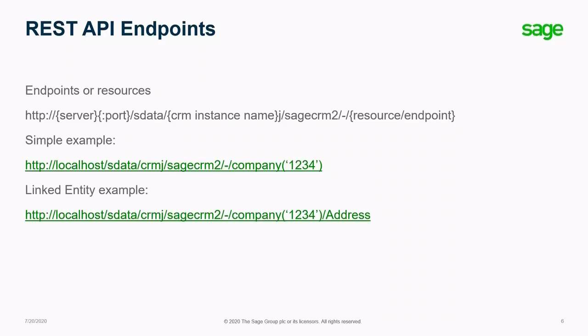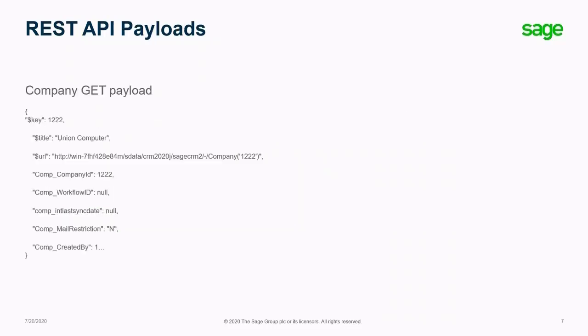So that is something to note just for security purposes. Previously, I mentioned the HTTP methods or HTTP verbs that we can use to communicate with the REST API. This would be one of those verbs, called a GET verb. When we look at this, we can see that this is a standard GET of a company where the company ID is 1222. It would bring back the key, the title, the URL, and then my company fields, which could be comp_companyid, comp_workflowid, and so on and so forth.